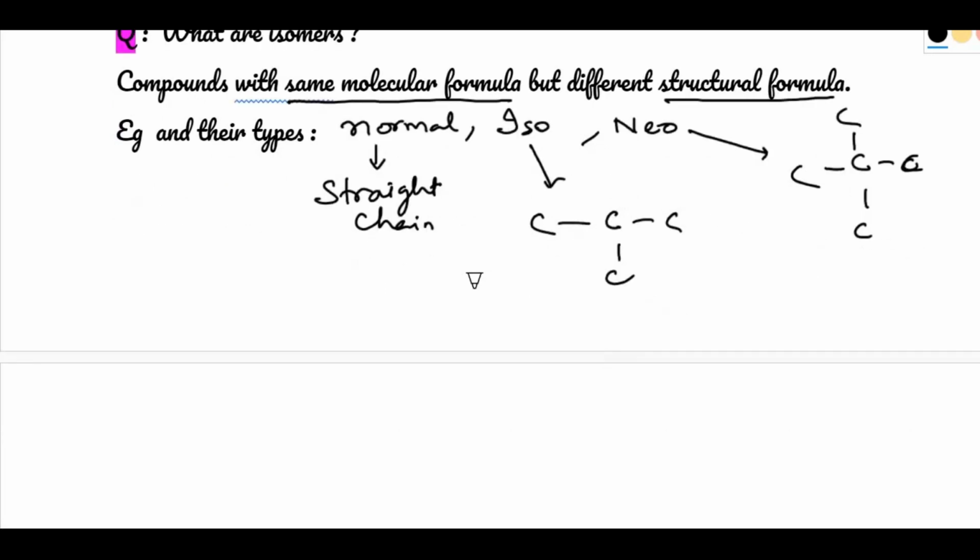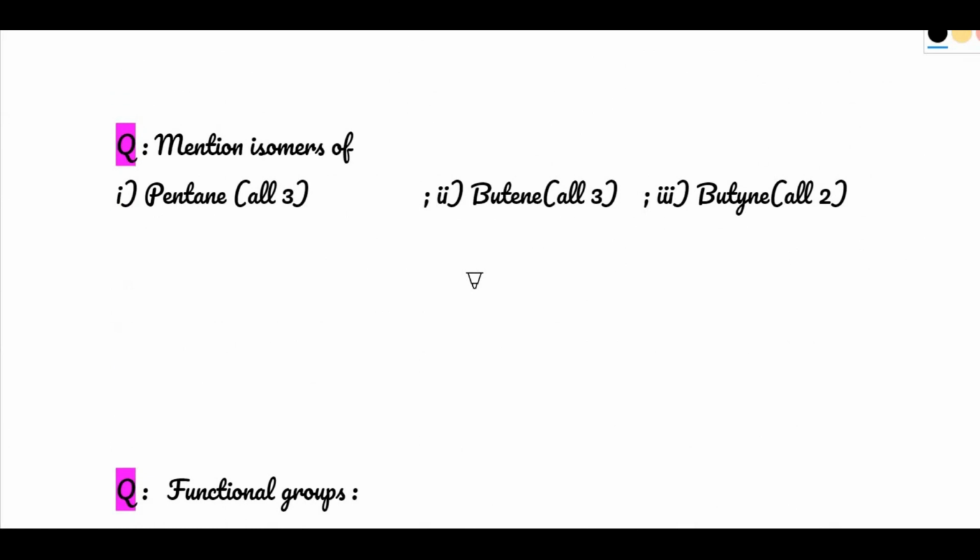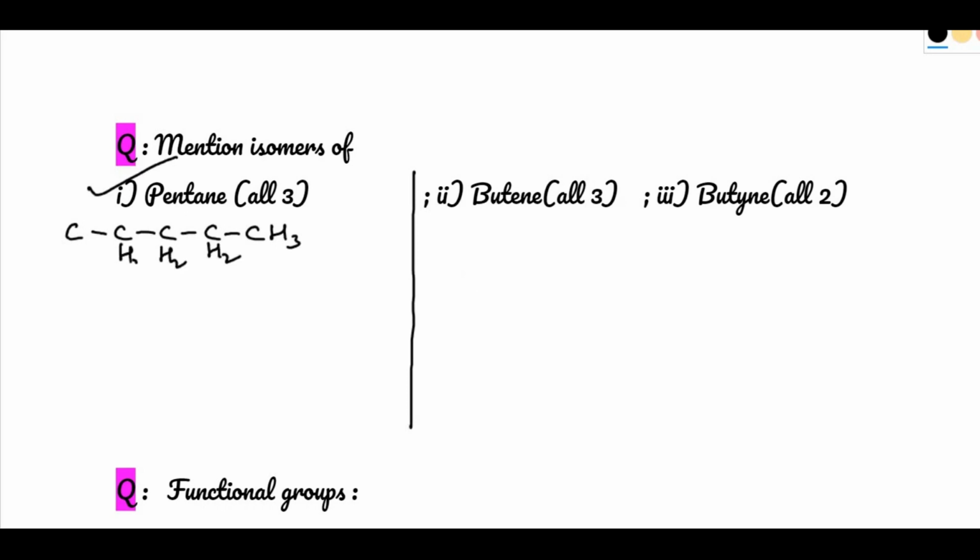Okay. The best example is pentane. When we move forward, you may be asked to mention the isomers of pentane, all 3. So I'm doing it first for pentane. How do the isomers of pentane look? I'll try to accommodate them in this space. Pentane is first normal. So 1, 2, 3, 4, 5. So 5 carbons: CH3, CH2, CH2, CH2 and CH3. You can write this in one line. So this is N-pentane.